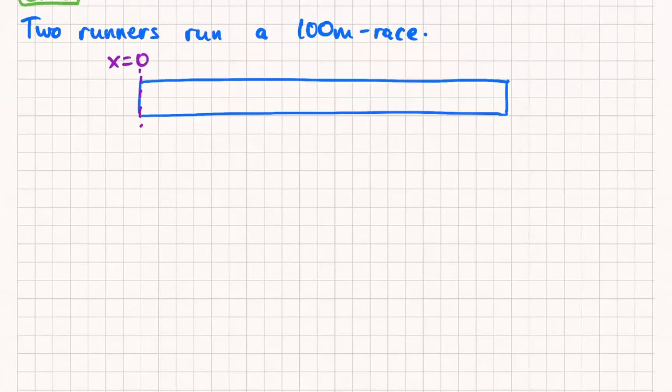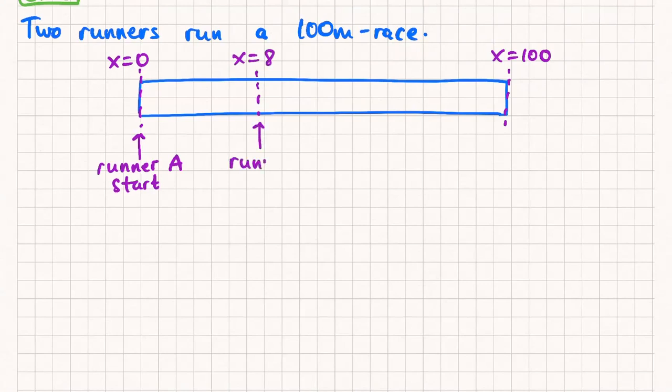x equals 0. This is x equals 100. So they don't start at the same time. They don't start at the same point, rather. So runner A starts at the starting line, right at x equals 0. But runner B starts at, say, x equals 8. So runner B gets an 8-meter head start.